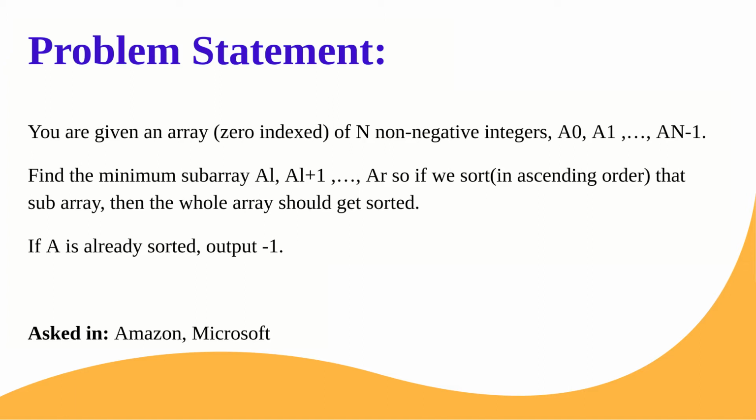So in short, we are given an array. We need to find the two indices within range of which, if we sort the elements, the entire array A gets sorted. If the array is already sorted, we need to output -1. This question is very frequently asked in Amazon and Microsoft interviews. So let's first understand with the help of an example.